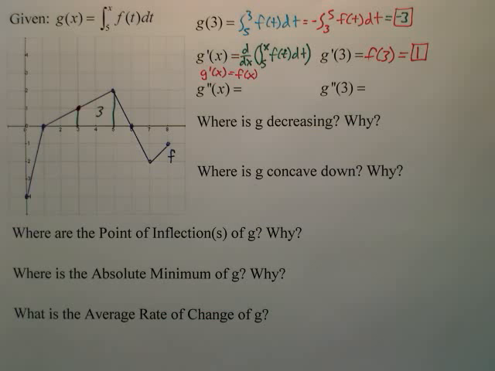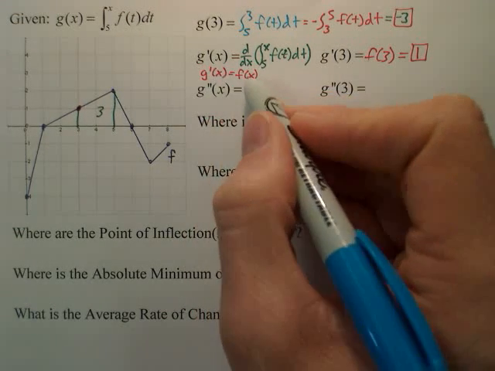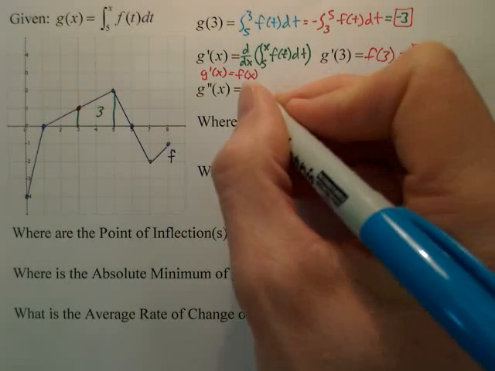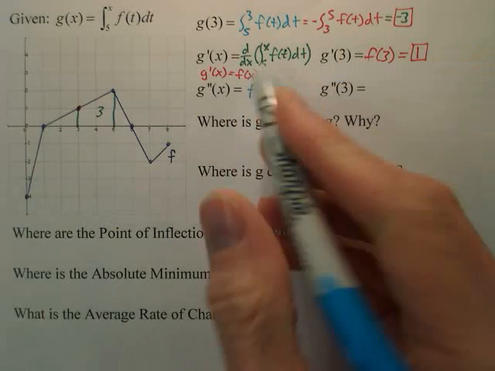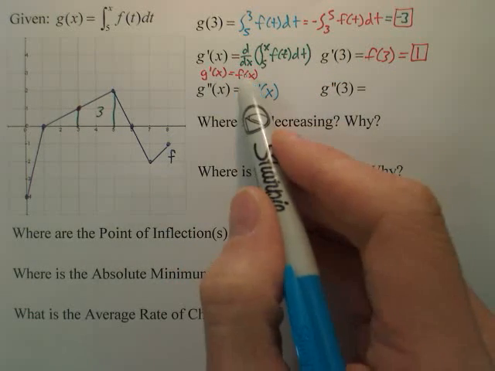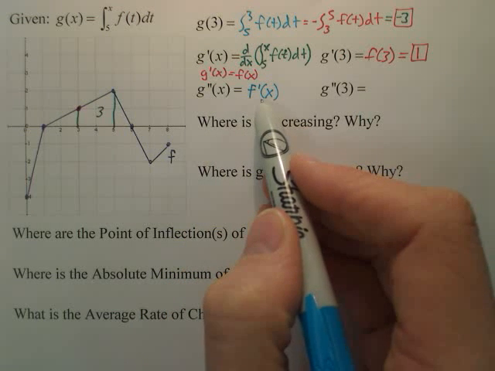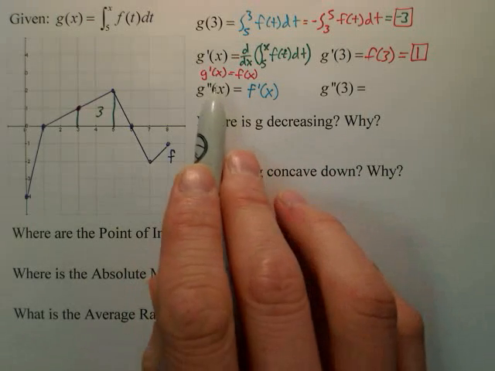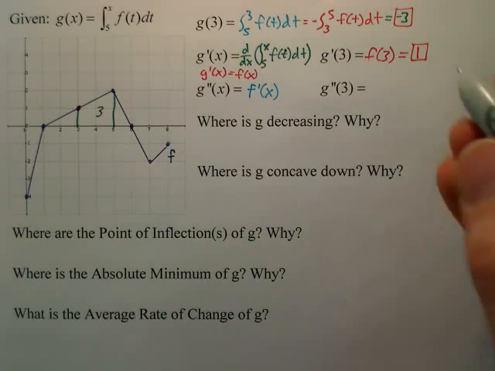Now, for the next problem, g double prime. Well, if g prime is f, when you derive this, you also derive this. So won't this simply be the first derivative of f? The second derivative of g is the first derivative of f. And you're going to use this for a lot of problems as well coming up. It's kind of weird for people to wrap their head around.